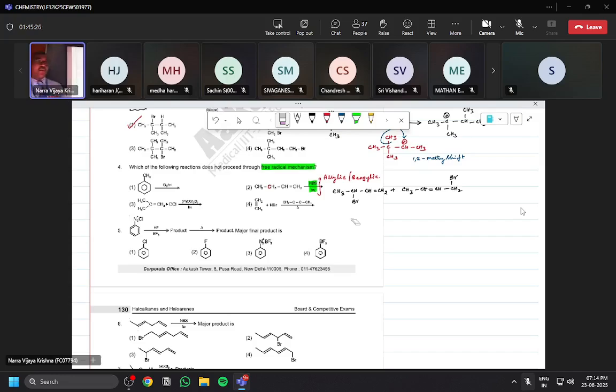Of course, which is more stable? Which is major? This is major. Reason? Secondary radicals are more stable. Correct?